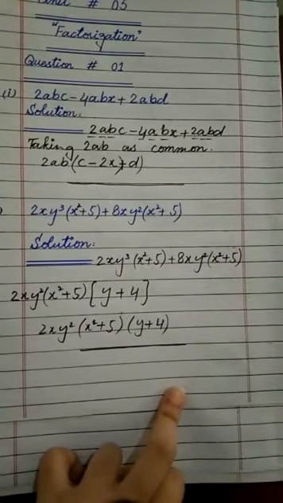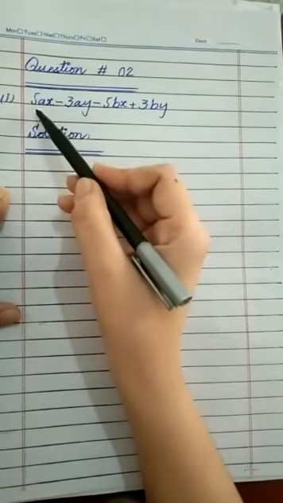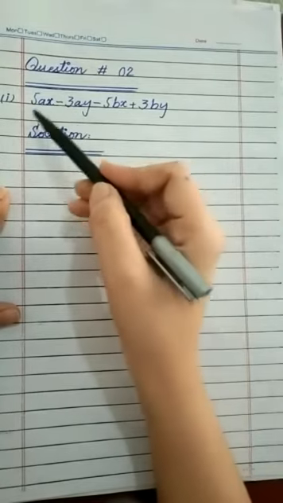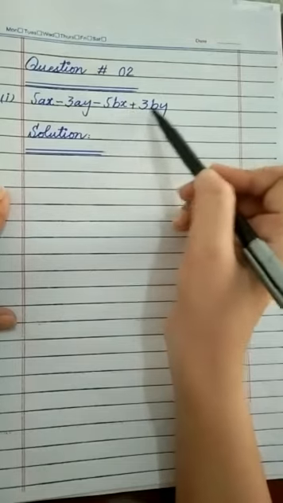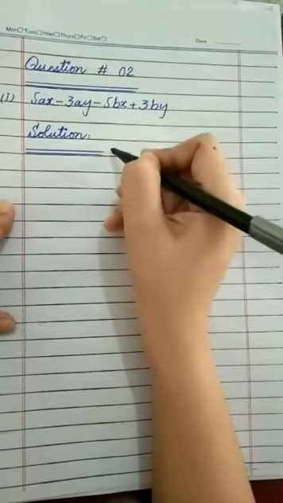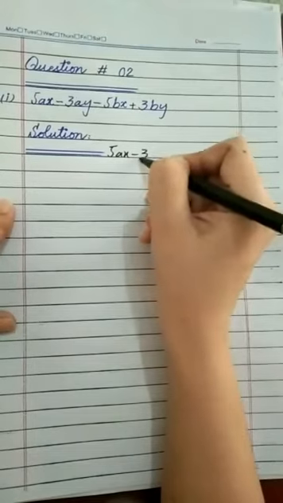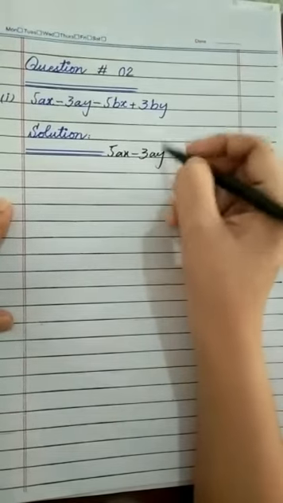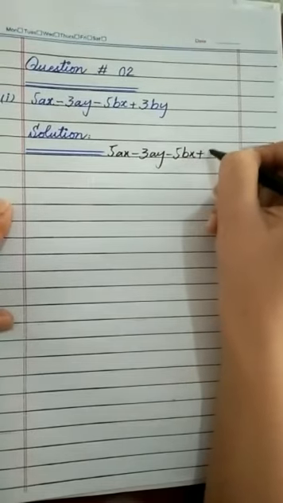Now move towards question number 2. Okay students, question number 2, this is also about factorization. 4 values are given here: 5ax minus 3ay minus 5bx plus 3by. Let's see, we have to take common in this question as well.